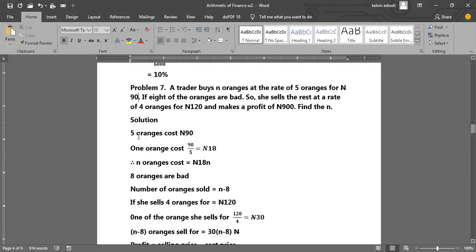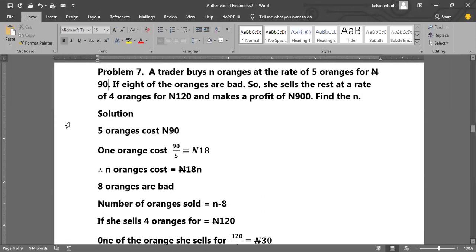So we have what? 5 oranges cost her 90 naira. That means that 1 orange will cost her what? 18 naira. Clear? That is 90 divided by 5, 18 naira. So the n oranges will cost her n times 18.